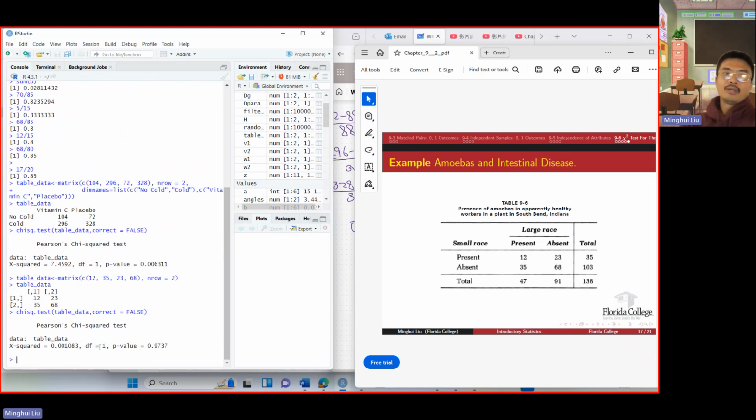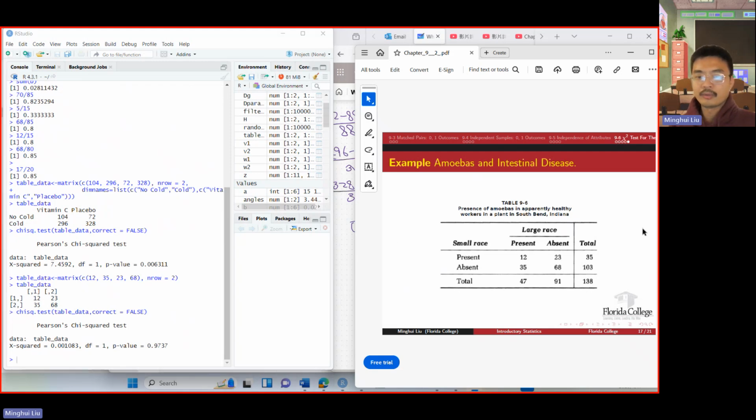So you see here, now you have the table data. Always double check if this table data is the same as the one given here. And now you're going to do the chi-square test. The chi-square value is actually very small. It's 0.001083, and the degree of freedom is 1, again, because it's a 2 by 2 table. And now the p-value we find is 0.9737. So this is a very large p-value.